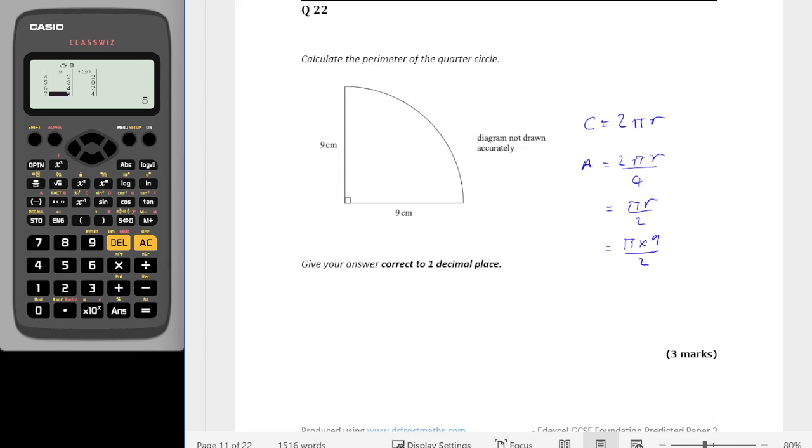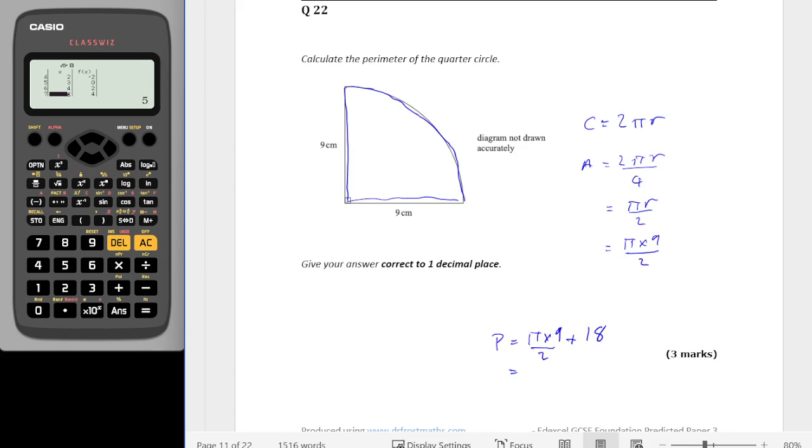And I'm not going to go to my calculator just yet. So we want the perimeter though, so that would just be the arc length. Pi times by 9 divided by 2, but we want to add on that length and that length. So we want to add on an additional 2 lots of 9. So the perimeter is going to be equal to pi times by 9 divided by 2 plus 18.